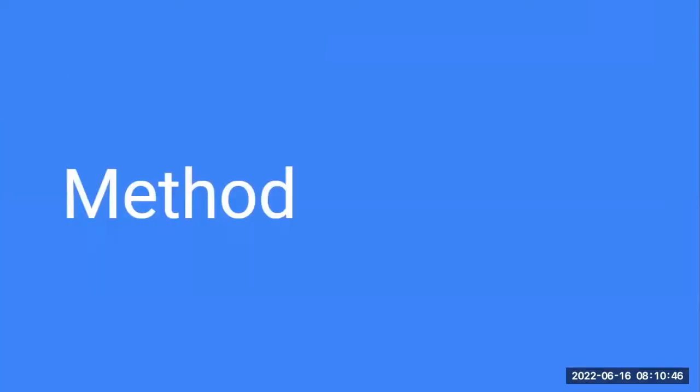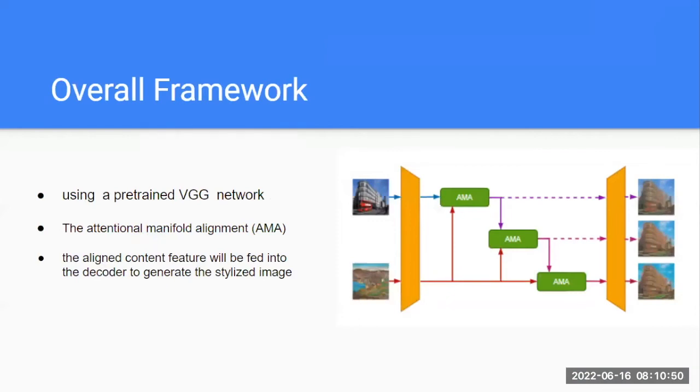Next, we will explain the method. This is the overall framework. They did some analysis and then they explain the framework. This shows the proposed progressive attention manifold algorithm, the BAMA framework. Here is the architecture of the network. The content manifold is gradually aligned to the style manifold with three independent attention manifold algorithm blocks. And as you can see, the dashed lines here are only forward during the training to generate the intermediate results for the loss calculation.